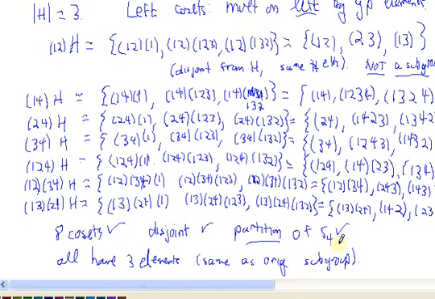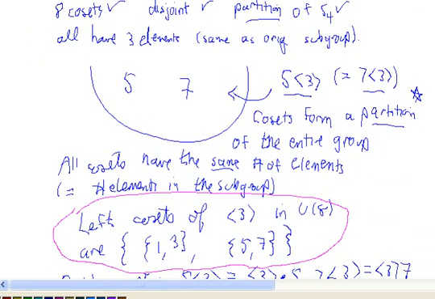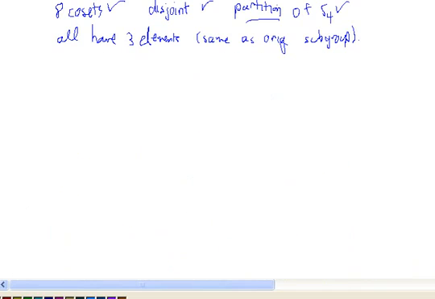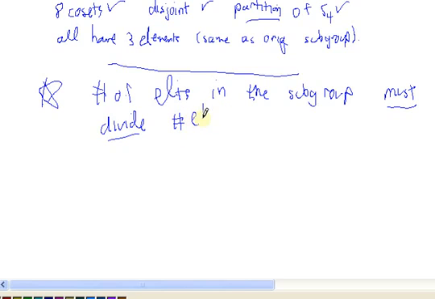Okay. So notice what we've done here. We've divided the group S4 into 8 sets. Let me get rid of this because I don't need this anymore. We've divided the original group into 8 sets where each set has the same number of elements as the original subgroup. What can we conclude from that? The number of elements in the subgroup must divide the number of elements in the group. Okay. In order to make the partition work.